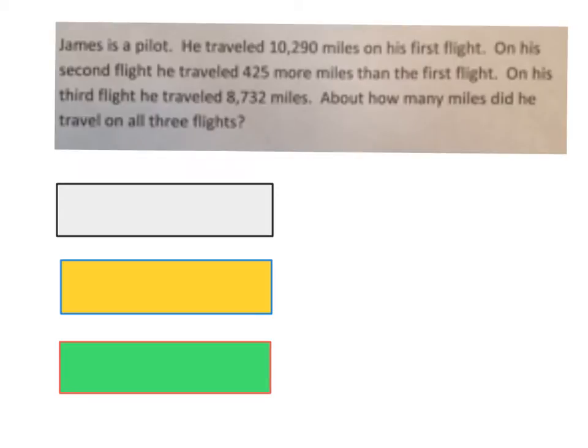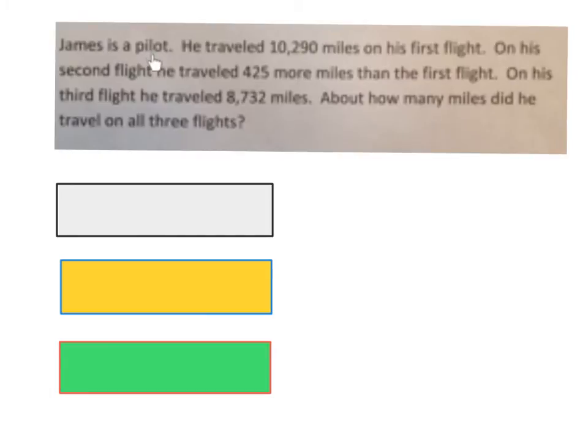Okay, our very first thing to do when we are attacking a multi-step problem is to read the entire problem, annotate the important information, and pull it out so we're able to successfully solve. So, I'm going to read the entire problem first before I annotate to get a better idea of what the entire problem is about. Let's go ahead and get started.